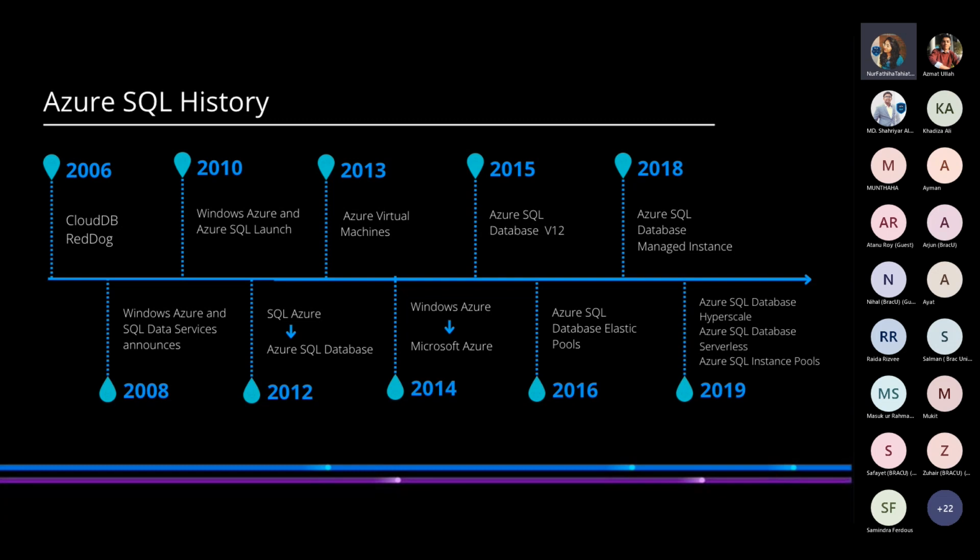And in 2019, we can see a major change: Azure SQL Database Hyperscale got introduced and Azure SQL Database Serverless got introduced along with Azure SQL Instance Pools. So here I would mention a bit about Azure SQL Database Serverless. It's basically a compute tier that automatically scales up or scales down the resources for a given database based on the workload that it gets.